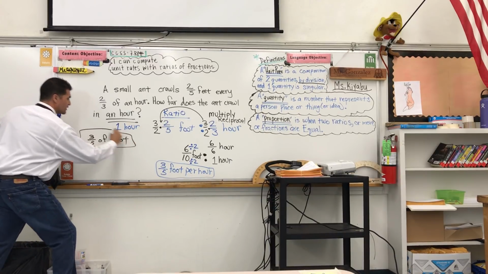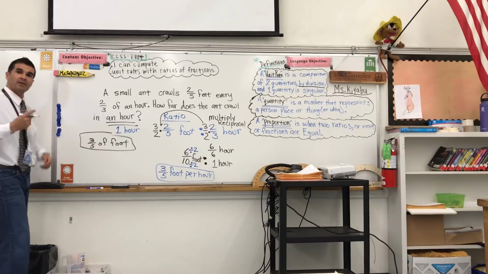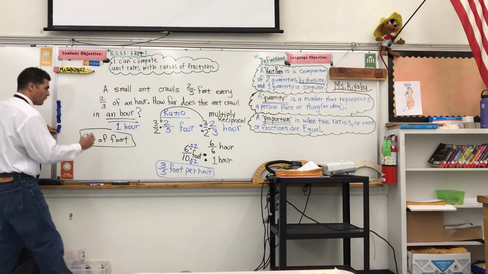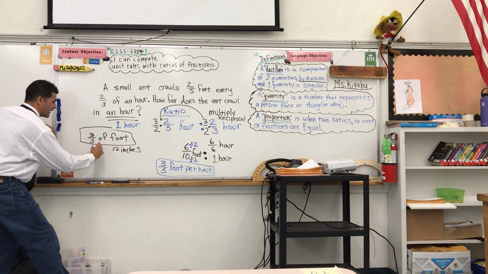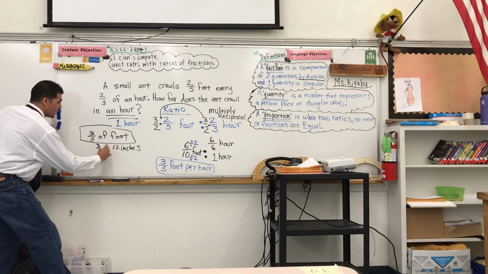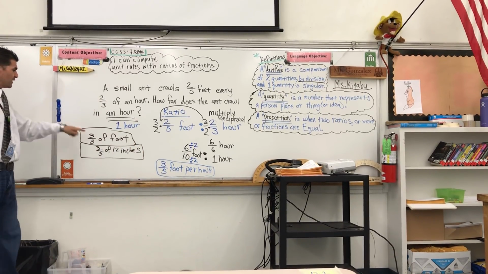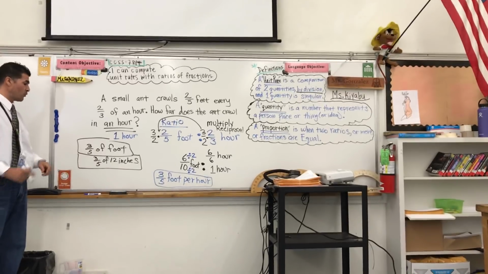This is what the ant crawls every hour. But I can write this a little differently because how many inches are in a foot? A lot of you guys are saying 12. There's 12 inches in a foot. So I'm going to go ahead and write 3/5 of 12 inches. These are the same things. 3/5 of a foot and 3/5 of 12 inches are the exact same quantity.